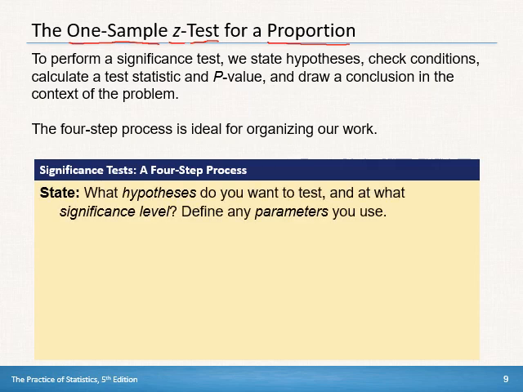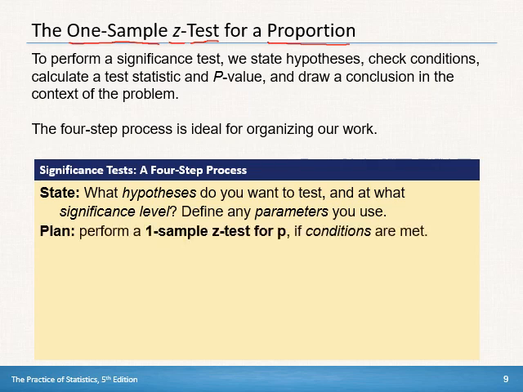All right, the first thing we do in the state is make our hypotheses, H naught and HA, the null and alternative hypotheses. We want to say what significance level we're using. The symbols in this section will be P is equal to, P is not equal to, P is less than, or P is greater than. Those P values, the parameters, you have to explain in context. So really there are 3 components to the state.